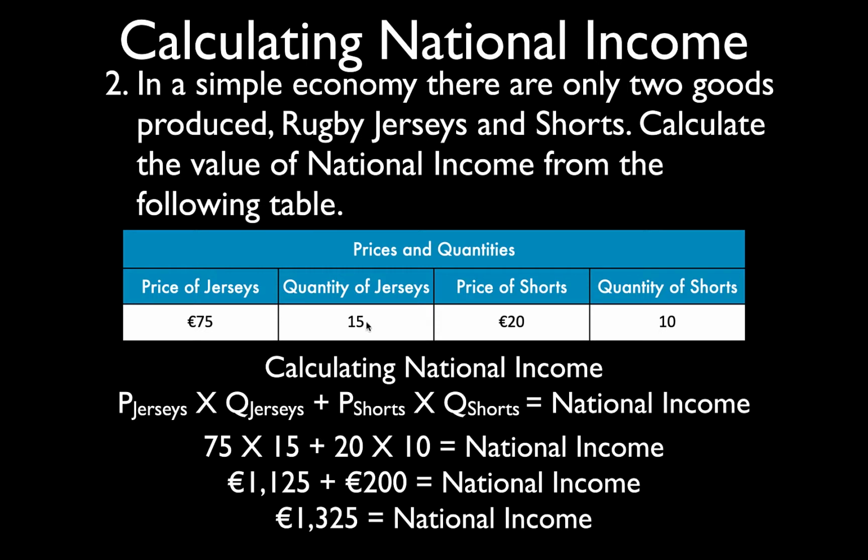Now, if either of these production numbers went up and the other one didn't go down, we would be richer. We could consume more. This is the limit. The limit of our consumption is 15 rugby jerseys and 10 shorts. That's the absolute limit of our consumption in this example. We can't consume any more because we haven't produced any more.